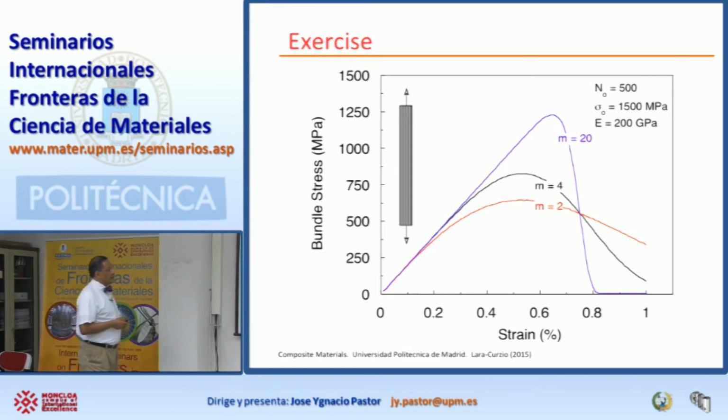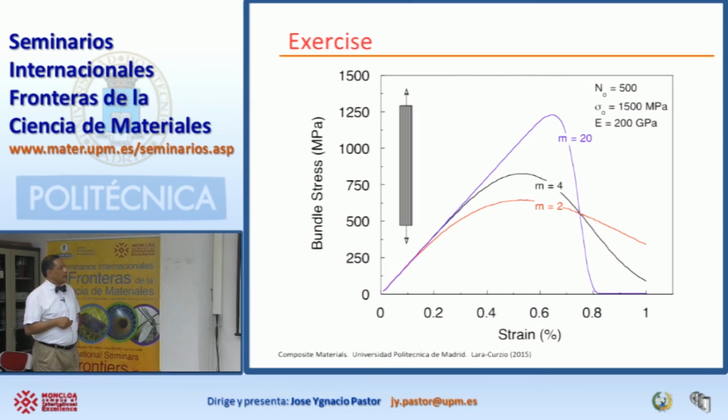So in this chart, I'm comparing what these stress-strain curves look like for different values of Weibull modulus. So if you have a Weibull modulus of 2, see how much ductility you get in the system. As you increase Weibull modulus, the distribution narrows down, the curves become much more deterministic, but also the strength of the bundle increases, okay?